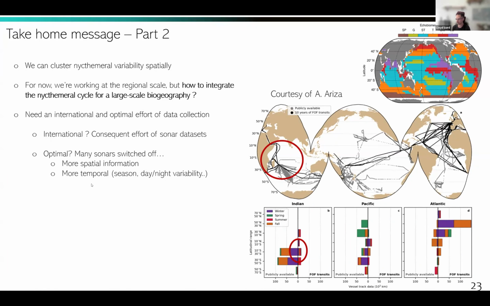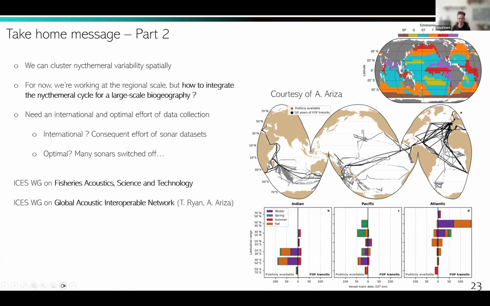So this effort to gather international sonar observation has been recently supported by the ICES Working Group on Fisheries Acoustic Science and Technology, the FAST, and more recently as well, the ICES Working Group on Global Acoustic Interoperable Network, led by Tim Ryan and Alejandro Ariza. If you have any past or future sonar data that you want to share, or if you're interested in any of this work, don't hesitate to contact them, or you can also join the GitHub page that you can find here at this link.